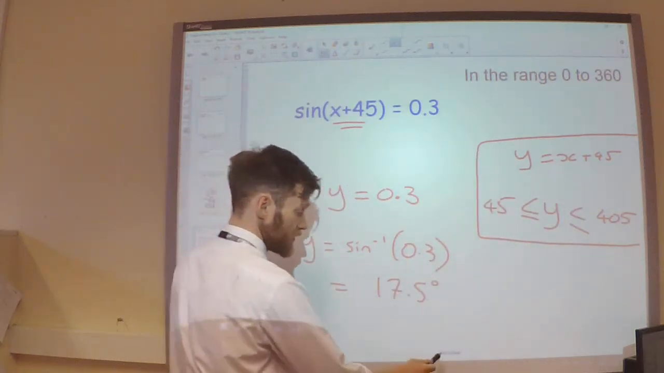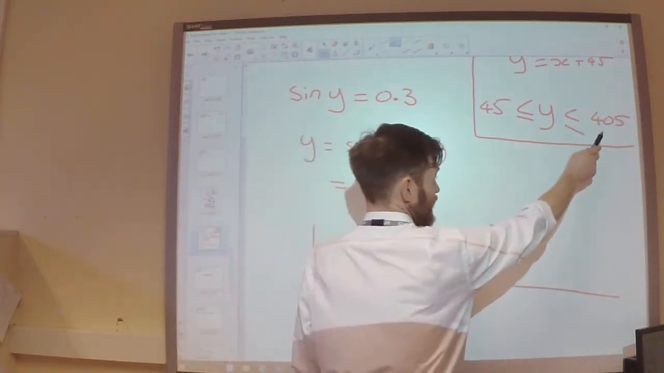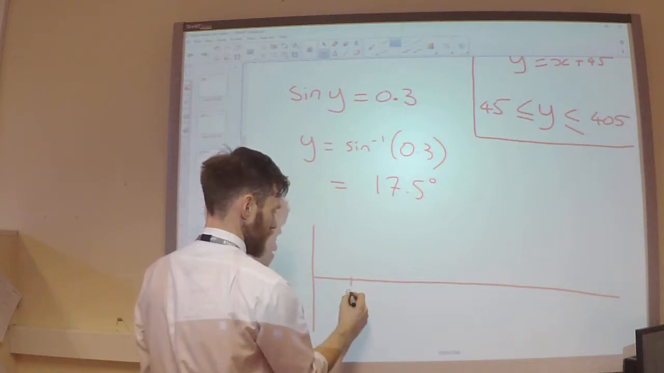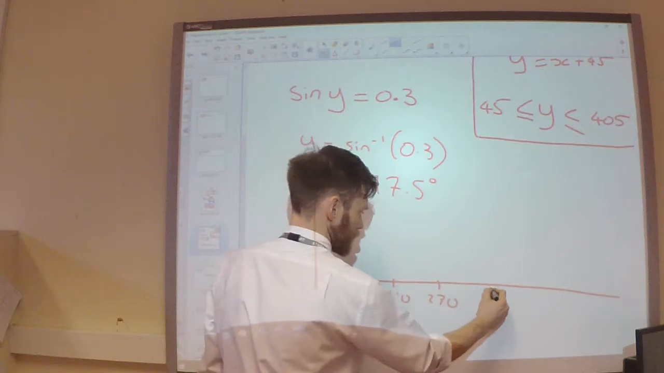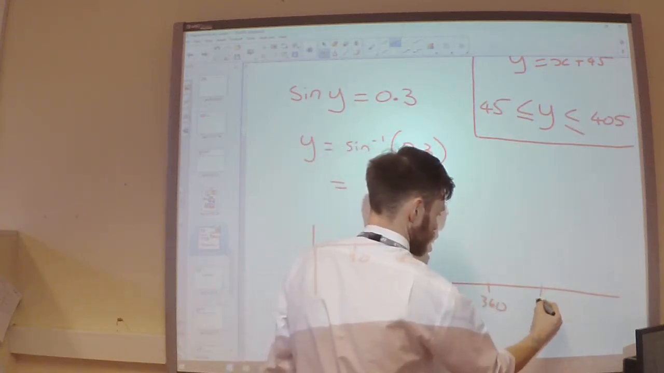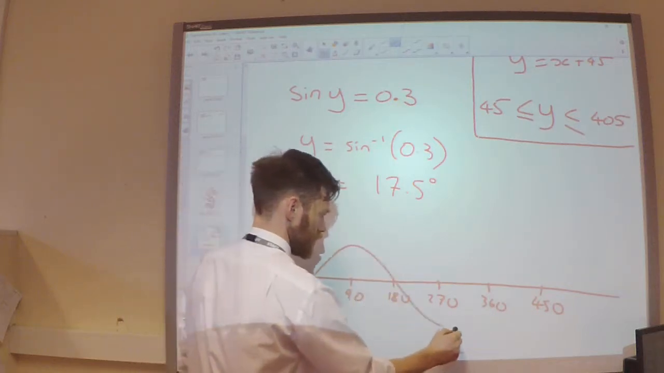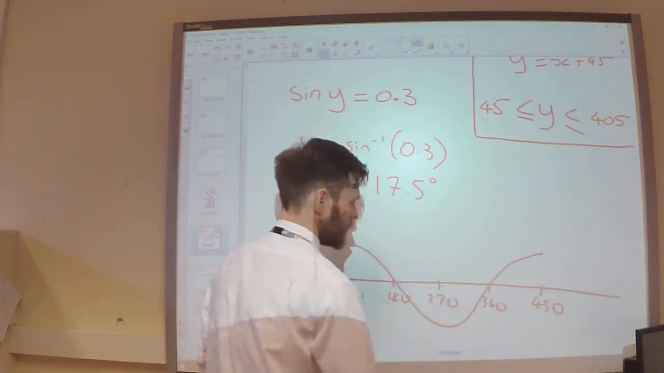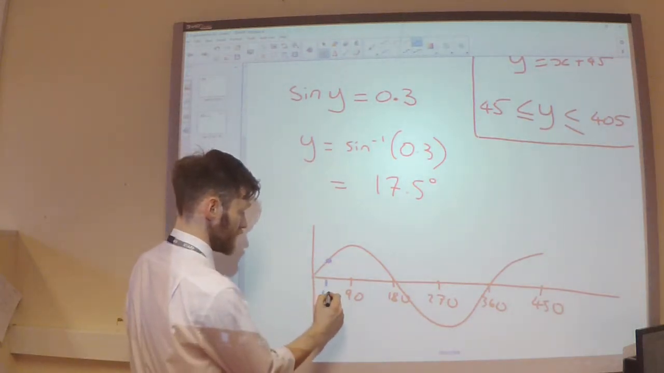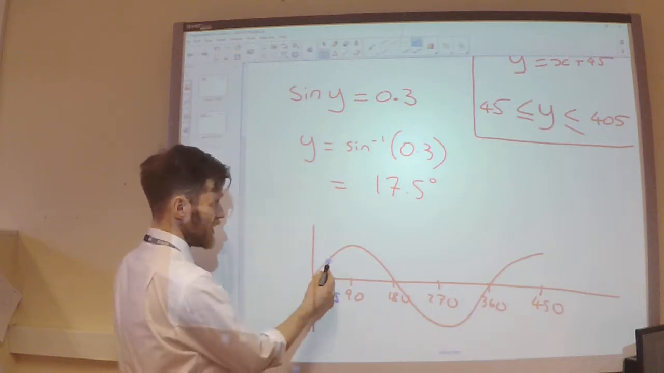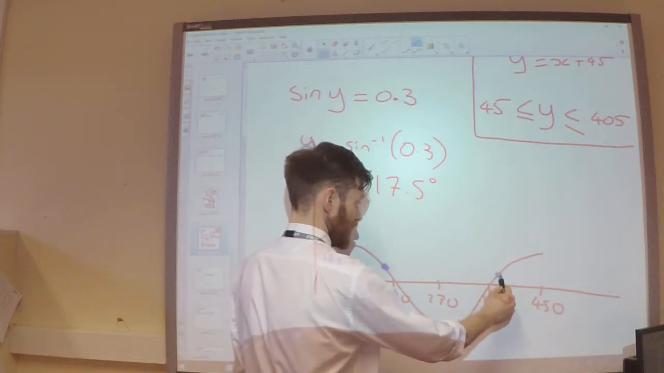Sketch my sine graph. And I need to go all the way, I need to go past 405. So I'm going to go up to 450. The solution I know is this one here at 17.5. There will be another solution here, and there will be one more solution over here.